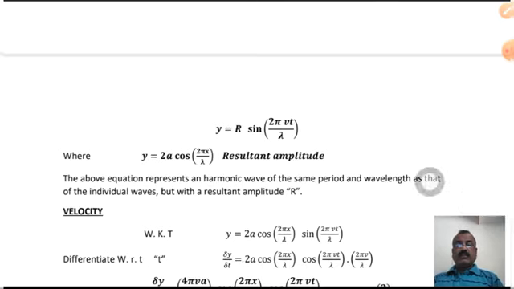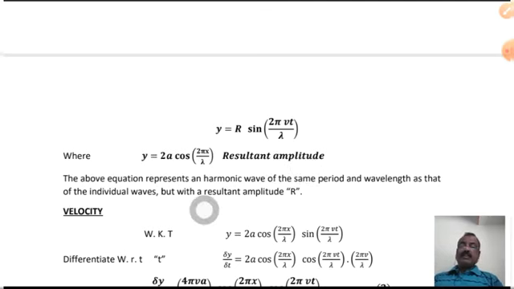y is equal to R sin 2 pi Vt by lambda, where R is equal to 2a cos 2 pi x by lambda is the resultant amplitude. This is the expression which represents R, not y. R is known as the resultant amplitude.